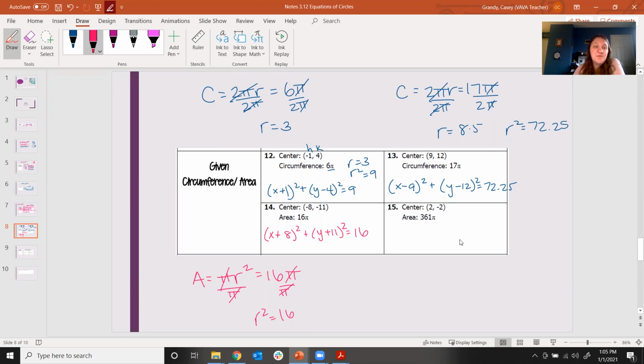Okay, go ahead and try number 15. Try that one. So you should get x minus 2 squared plus y plus 2 squared equals 361. Because pi r squared equals 361 pi, just divide both sides by pi, you get r squared equals 361. There it is. H is a positive 2, k is a negative 2.